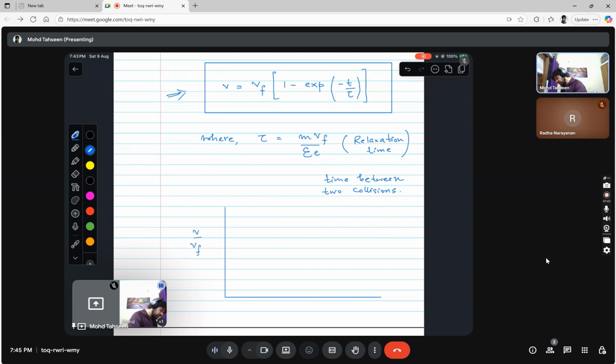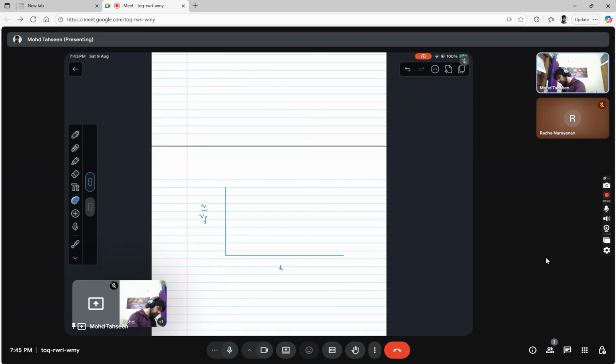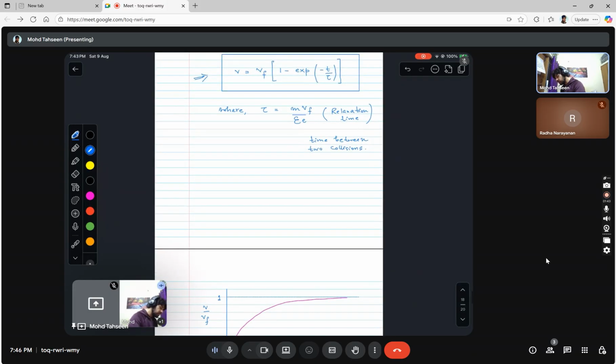So this is v over vf, and here we are plotting t. If this is 1, this value where v is equal to vf, the graph looks something like this. So let's try to understand.